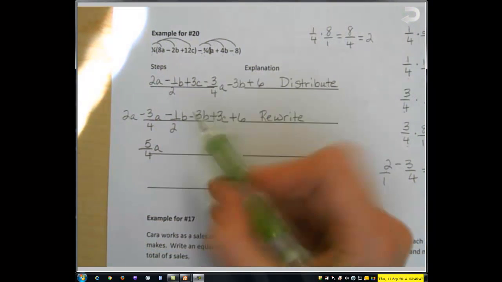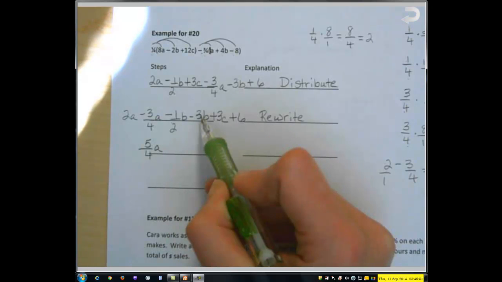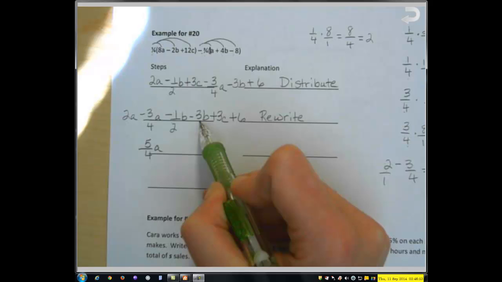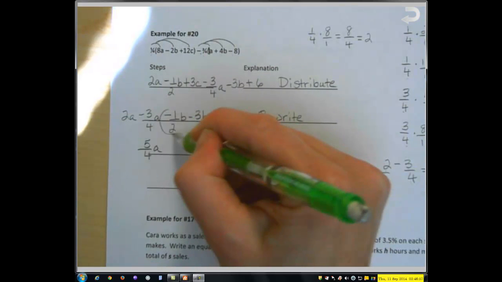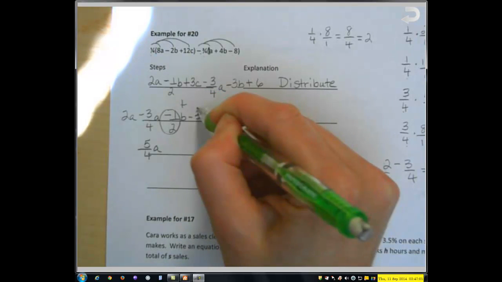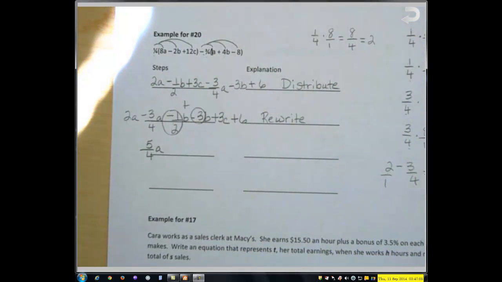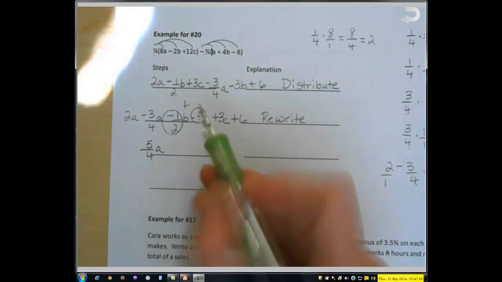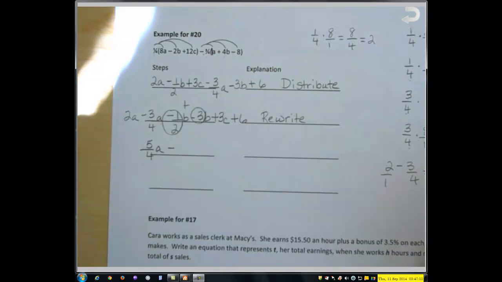Now we're going to combine the b's. Negative 1/2 minus 3, which is like saying negative 1/2 plus negative 3. So we know that our answer is going to be negative because we have some negatives and we're adding more negatives to it. So let's do 1/2 plus 3.